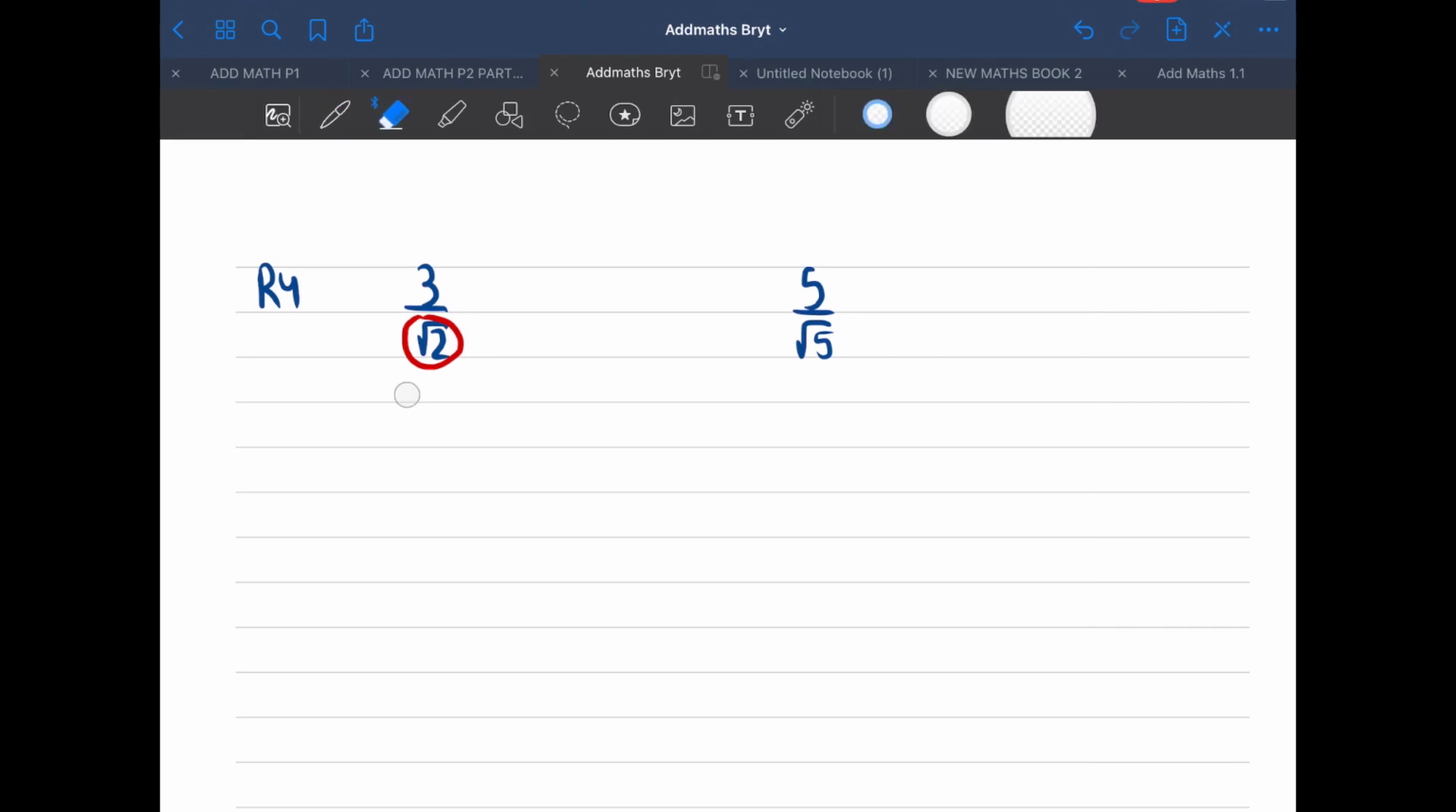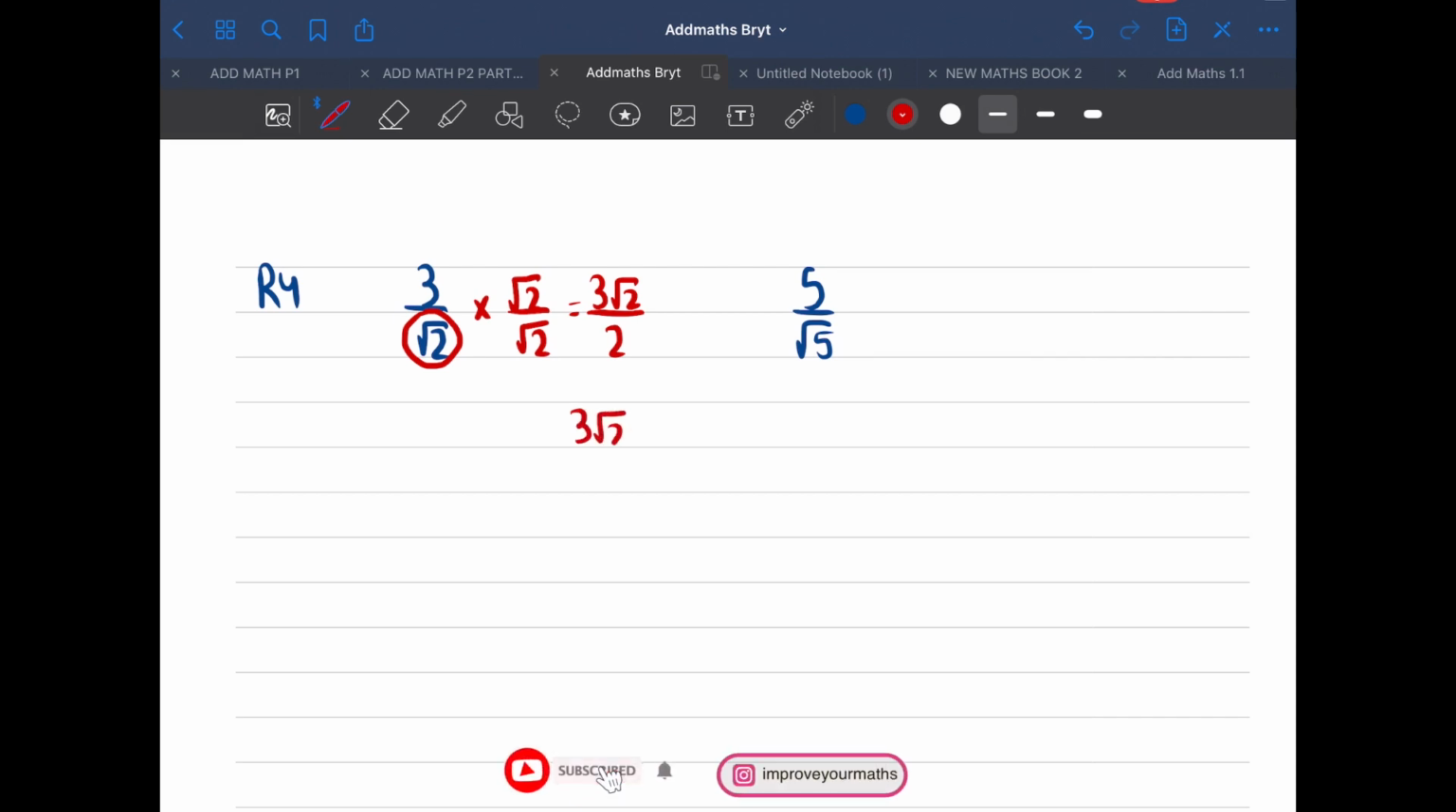How will I rationalize this? There's under root 2 written in the denominator, right? So you'll multiply both the numerator and the denominator by it. So it's going to become 3 under root 2. And under root 2 into under root 2 becomes 2. So my final answer will become 3 under root 2 upon 2.